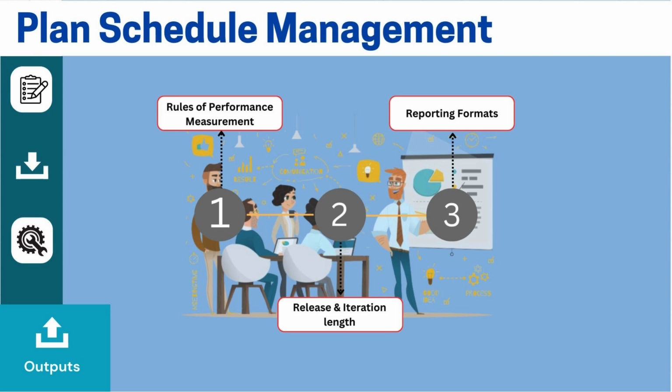So if you are working in small iterations, we can also agree upon whether the iteration should be 3 weeks or 4 weeks, or what the duration should be. Reporting formats: if you are using any tool, should it be automated? How should it be set up? That talks about the planning aspect of the project. So that is the first process.